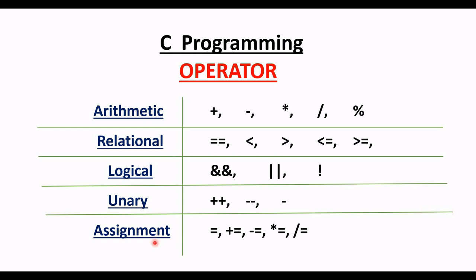And the last one is the assignment operator. Those are equals to, plus equals to, minus equals to, multiplication equals to, division equals to. We have already used the equals to sign, because at the time of creating a variable we assigned the value there, like a equals to 5. There this equals to sign is used. Let's jump into the Code::Blocks, and there I will discuss every operator one by one.